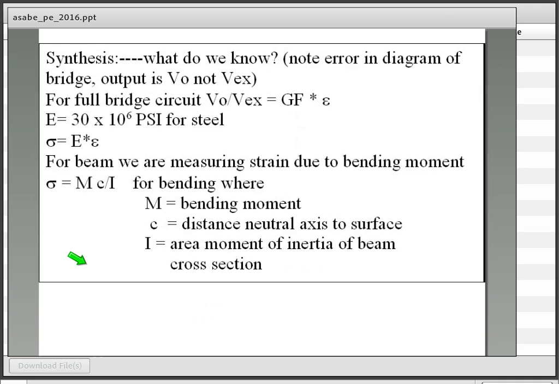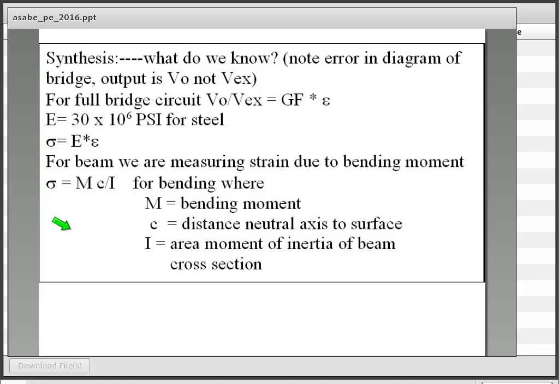So if we go synthesize our solution, we need to know that for a full bridge circuit, the output voltage over the excitation voltage is going to be the gauge factor times the actual strain in the part, or that actual strain that the strain gauge sees.